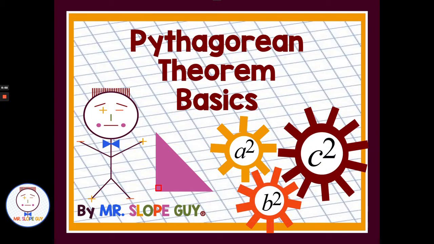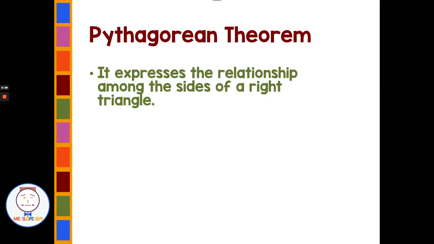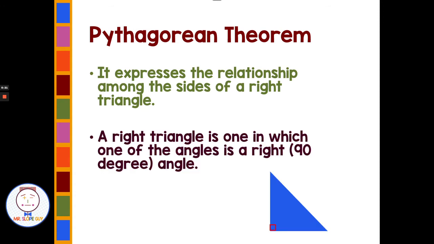It's Mr. Slope Guy here today to talk about Pythagorean Theorem, going over the basics. The Pythagorean Theorem expresses the relationship among the sides of a right triangle. So we're not talking about angles, we're talking about the side lengths. And we're not just talking about any triangle, we are talking about right triangles. A right triangle is one in which one of the angles is 90 degrees. So you have to have a 90 degree angle in your right triangle for it to be the Pythagorean Theorem.